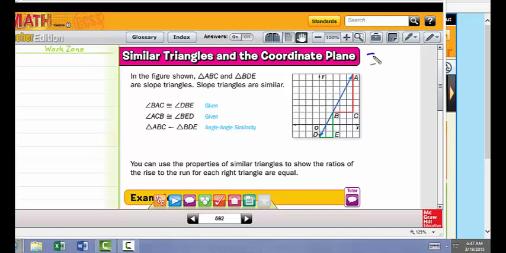Here are your example problems for 7-6. 7-6 is about slope and similar triangles. So we're going to apply what we've learned about similar triangles to the concept of slope. Let's look at our first point here.